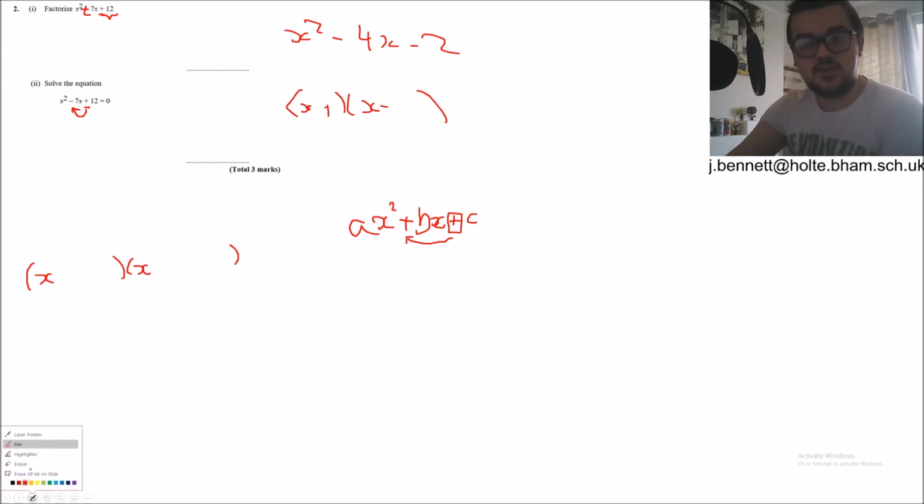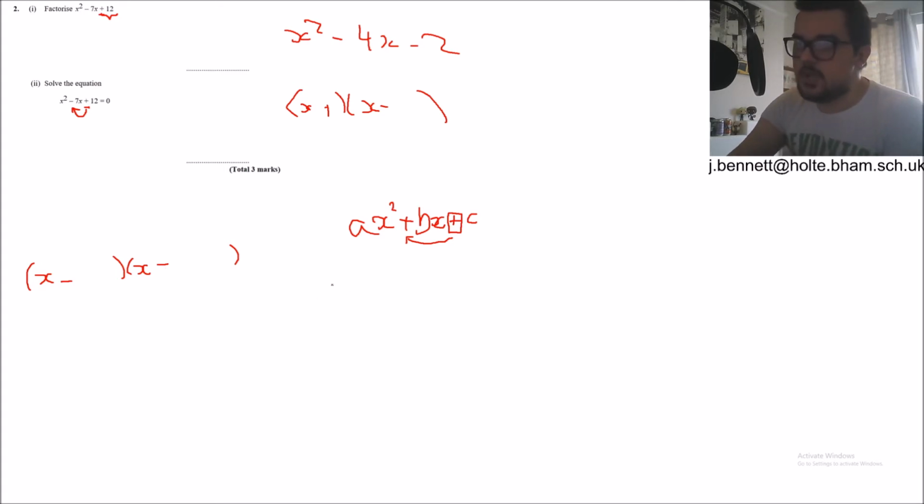But in our question, it's a negative. So we are going to do two little negatives. We're going to do a negative here and a negative there. We want two numbers that times together to get plus 12 and sum to 7.